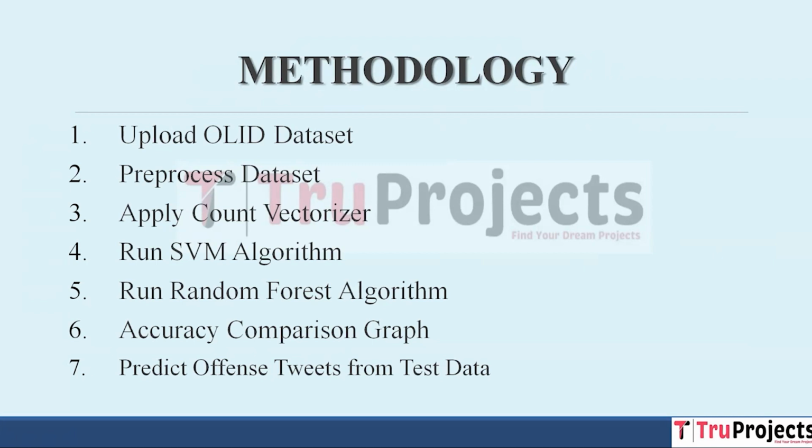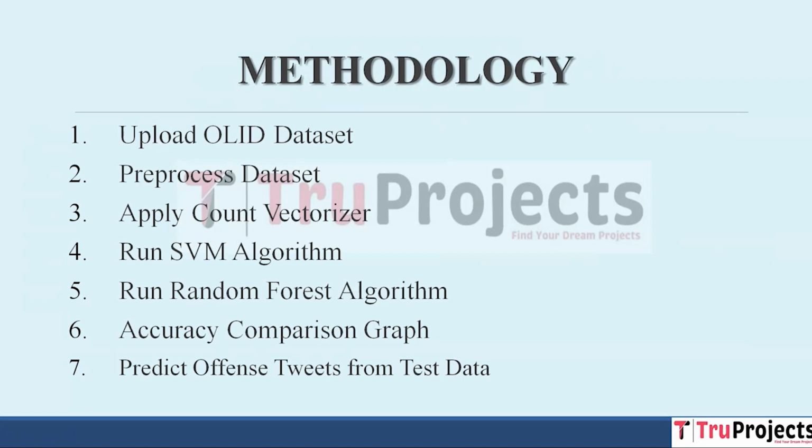Fourth module is Run SVM algorithm. Support vector machine is a popular classification algorithm. In the context of offensive language identification, an SVM can be trained to classify tweets as offensive or not offensive based on the features extracted from the count vectorized data. The algorithm finds a hyperplane that best separates the classes.